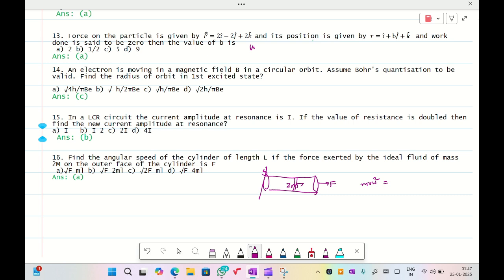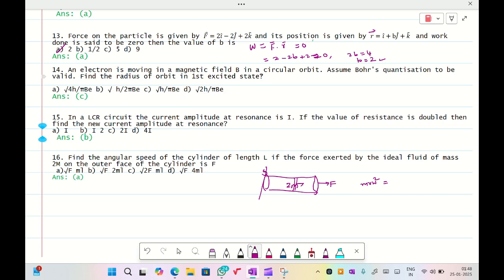The work done is equal to 0 when force and position vectors are perpendicular. So F dot R bar is equal to 0, because perpendicular means the dot product of two vectors is 0. So 2 into 1 minus 2 into B plus 2 into 1 equals 0. That implies 2B is equal to 4, then B is equal to 2. Very easy question.